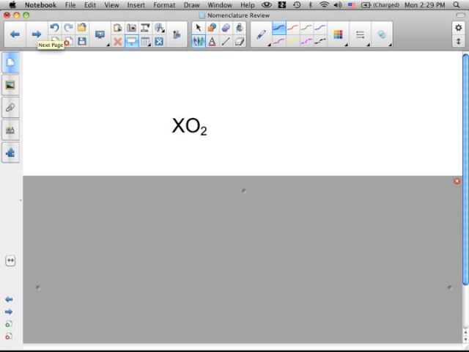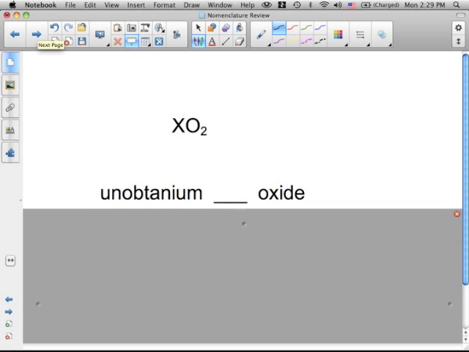For instance, it doesn't even matter what the metal is. In this case, I have chosen the rare material unobtainium, which is symbolized by the symbol X. It could be any metal. I have chosen unobtainium, which is not even on the periodic table, obviously. So if I want to name this, what would the name of the metal ion be? That would be unobtainium. What about O? O is oxygen, and I changed the end of the name to oxide. So I have unobtainium oxide.